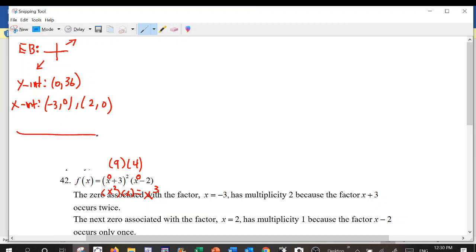Now, how do they behave at these points? At negative 3 and 2? Well, at negative 3, it bounces, whether from the top or from the bottom, depending on where it is, right? And at 2, since the power is 1, it just crosses, whether this way or the other way, doesn't matter. Okay, so here you go.